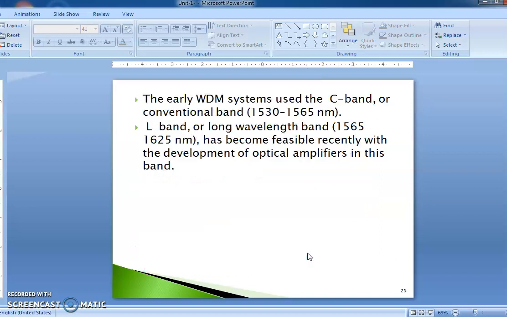Early WDM systems used the C band, or conventional band, that is 1530 nanometers to 1565 nanometers, and the L band, or long wavelength band, 1565 to 1625 nanometers. This band has become feasible with the development of optical amplifiers in this band.